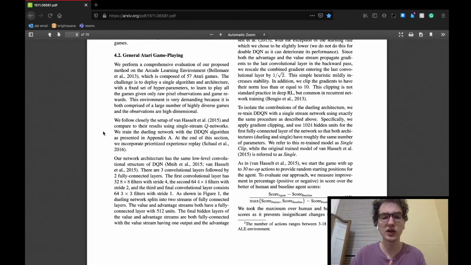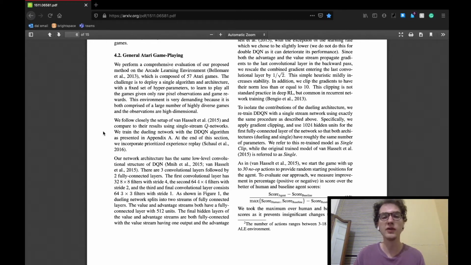The next section describes the comparison of the single stream Q architecture and the dueling network in Atari games. They use the arcade learning environment, which is a challenge where one agent must learn to play 57 Atari games, all while using the same architecture, algorithms, and hyperparameters across all games.